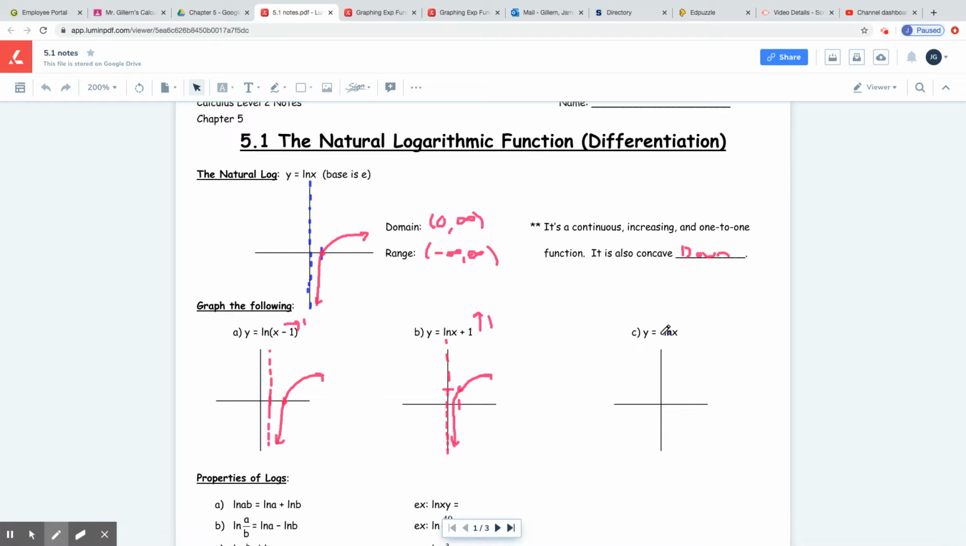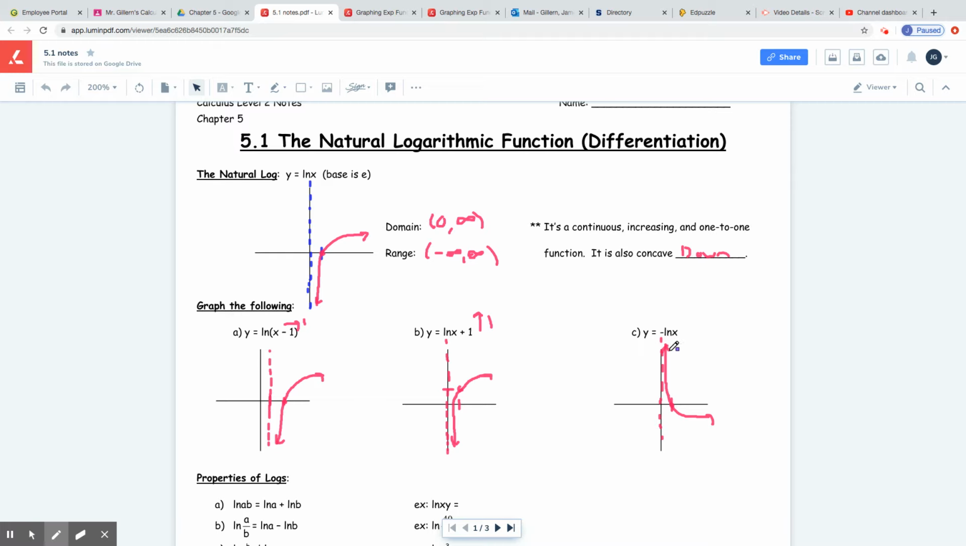If you have a negative out in front, that is going to be a vertical flip. We still have a vertical asymptote at 0. Vertical flip means you change the y coordinate. So you're at (1, 0), it's going to stay at (1, 0), but instead of going like this, it's going to go like that.